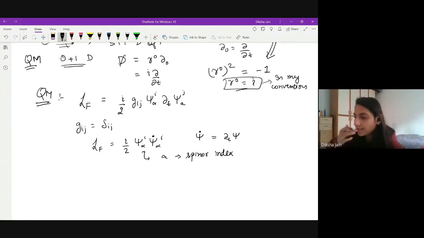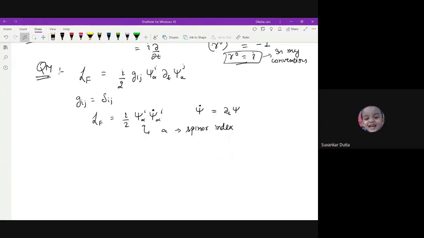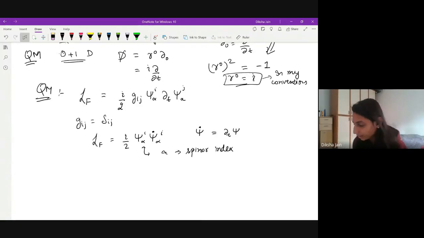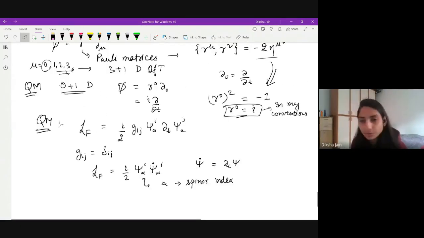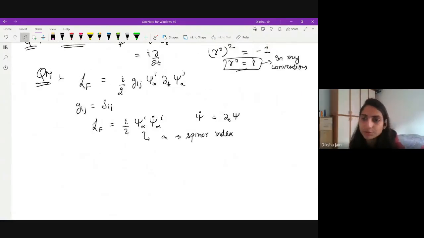So let me count the number of degrees of freedom. Since I will take the fermion psi to be real, psi bar and psi will be the same. I'm first counting the degrees of freedom to tell how many there are, and when I take psi to be real, you will just get psi I.